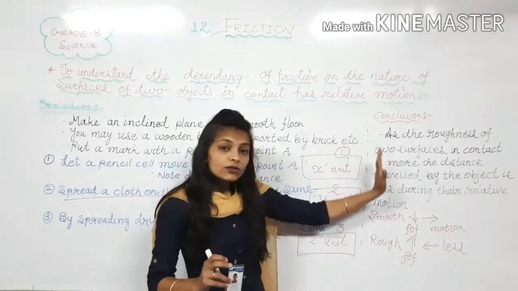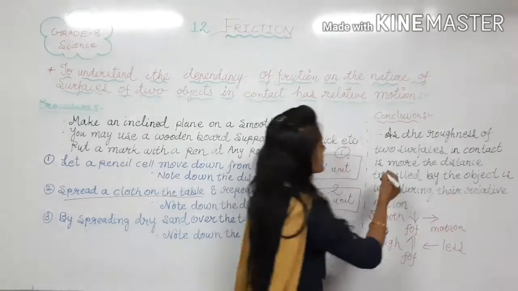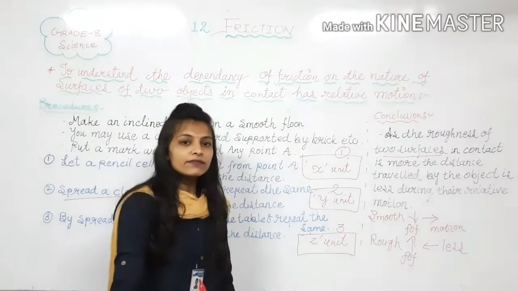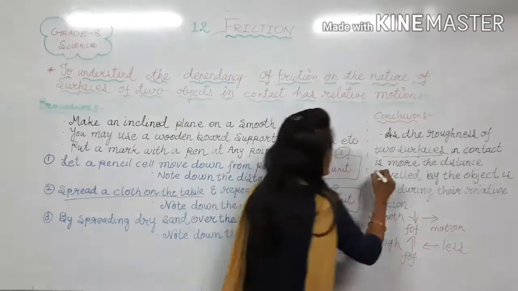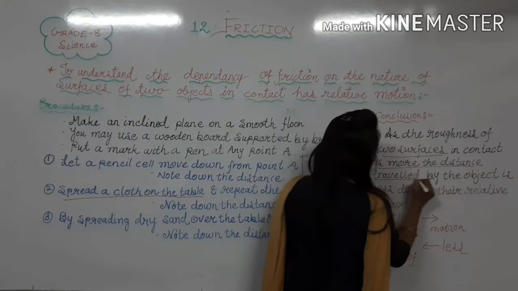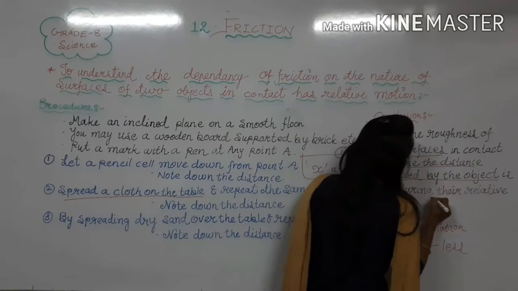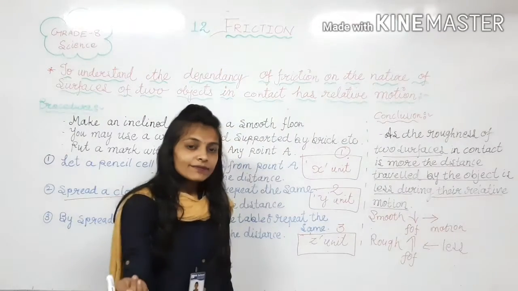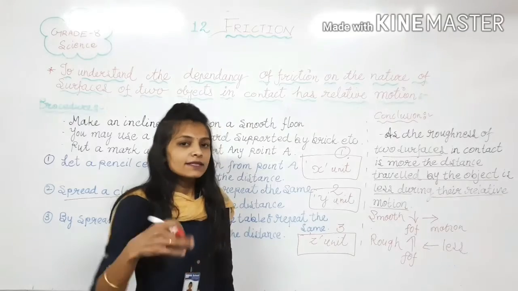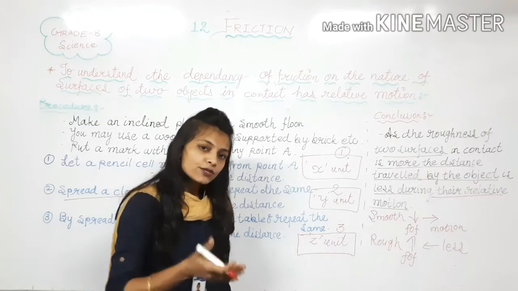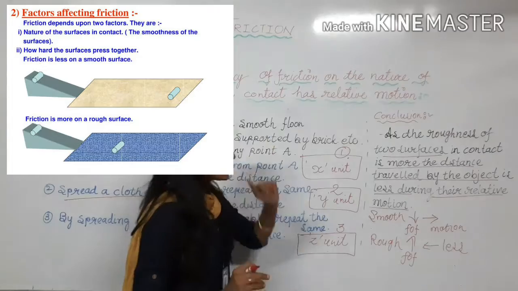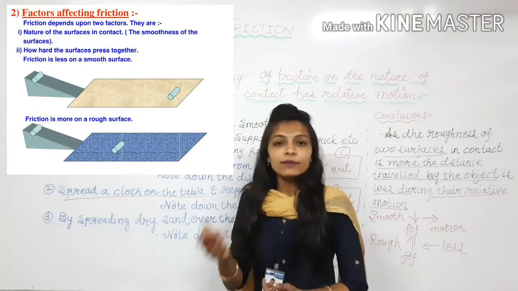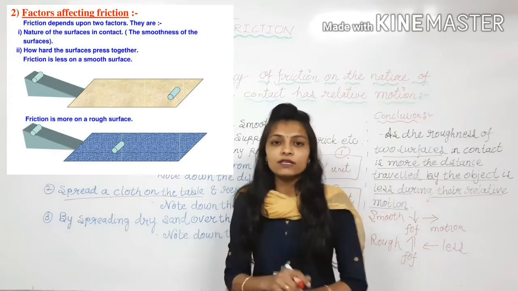So the conclusion of this activity is that as the roughness of two surfaces in contact increases, अगर दोनों का surface rough है, then the distance travelled by the object is less during the relative motion. Means अगर smooth surface है तो motion ज़्यादा होगा. If the surface is rough, the motion will be slow. So I hope आपको ये एक्टिविटी समझ में आया होगा that if the surface is rough, the motion will be less. If the surface is smooth, the motion will be more.